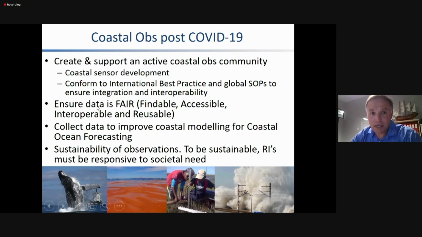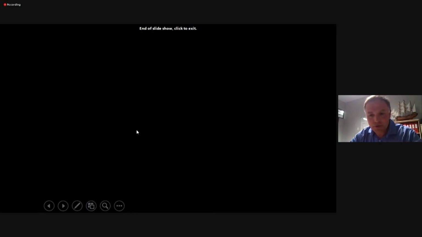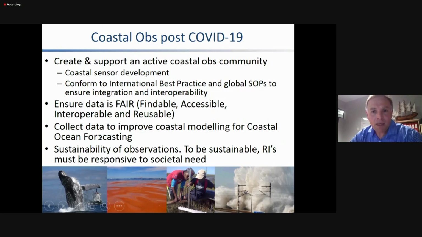We need to ensure that our data is findable, accessible, interoperable, reusable. Otherwise, the managers that look after our coastline and develop policies do not have sufficient information to manage that. And it's important that we collect data to improve coastal modeling, specifically for coastal ocean forecasting systems. And then lastly, to be sustainable, research infrastructures or observing systems must be responsive to societal need. Thank you very much.